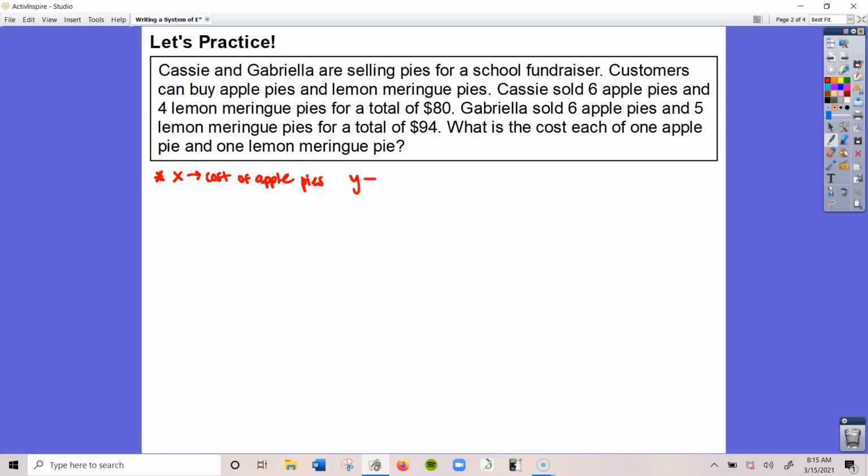And then I'm going to make y the cost of a lemon meringue pie. I'm just going to shorten that to lemon pie. So now let's write our equations.